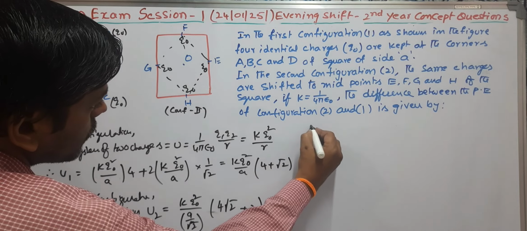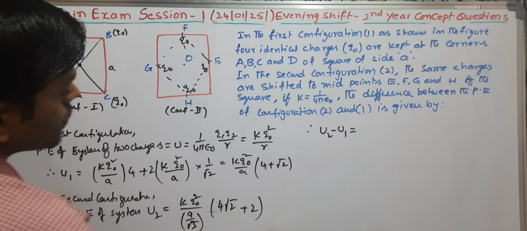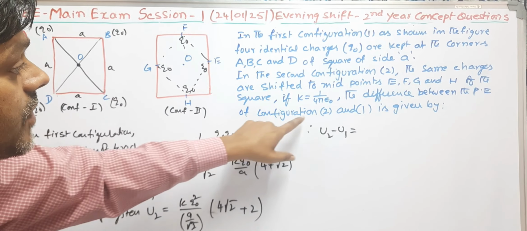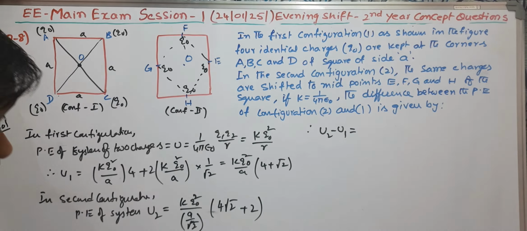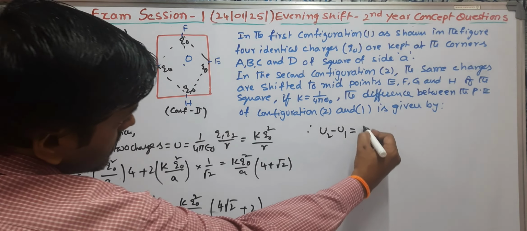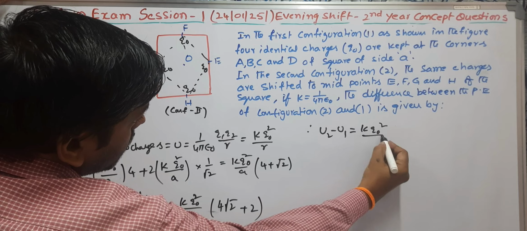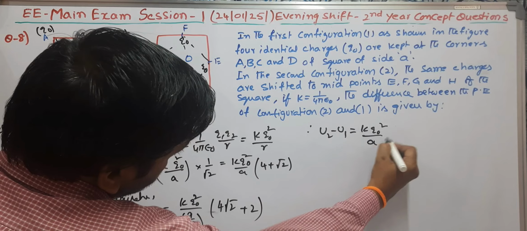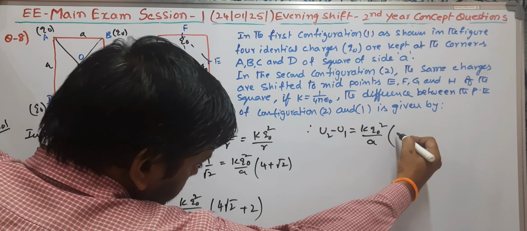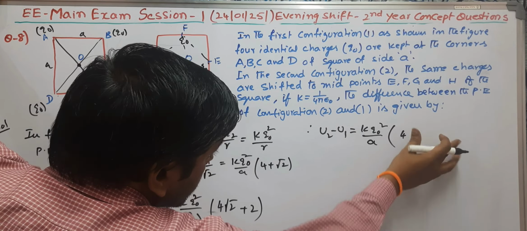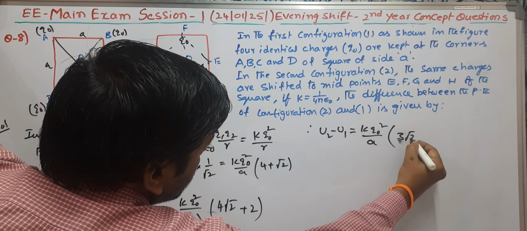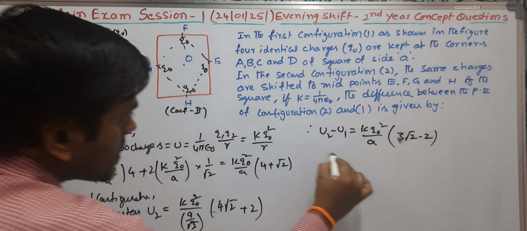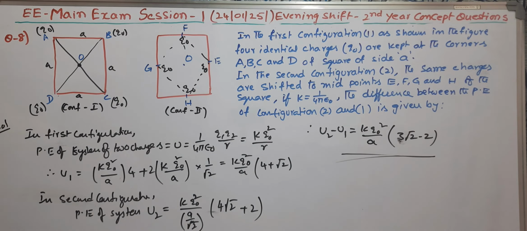So what is it asking? Therefore U2 minus U1, what are you doing? The difference between the potential energy of configuration 2 and 1 is U2 minus U1 is equal to, what is that? k q naught square by a, you are supposed to take that, then the remaining you get 3 root 2, while doing so you get this value 3 root 2 minus 2. Okay, so this is the answer for this question. Okay, right.